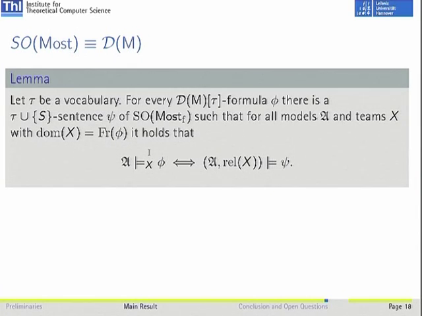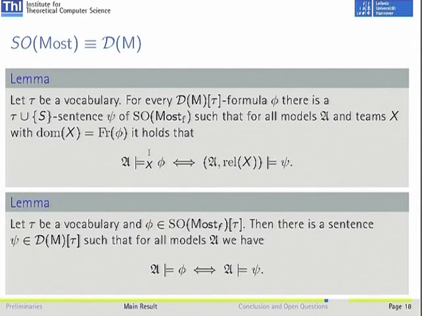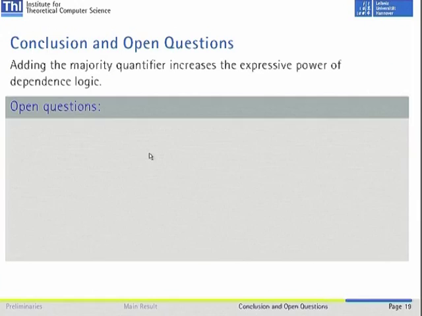And our main result here is split up into two parts, where we say for every dependence logic majority formula phi, there is a sentence psi of second order most F such that they are equivalent, where we encode the team here as a relation for the second order side. And then the converse direction, we say for every phi of second order most, there is a sentence psi of dependence logic with the majority quantifier such that they are equivalent. Okay, concluding, we can say that adding the majority quantifier increases the expressive power of dependence logic.